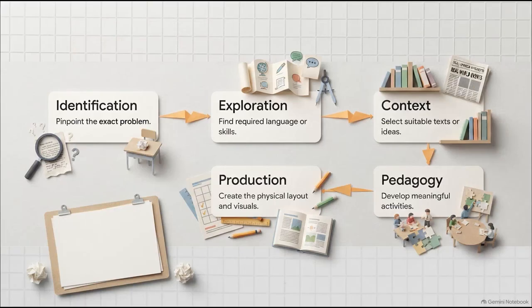But what if you're literally starting from a blank page? Well, Jolly and Bolitho offer this fantastic 5-step framework for building from the ground up. It starts by identifying the exact problem in the classroom, which then leads you to explore the specific skills required to solve it. From there, you ground those skills in a real-world context with suitable texts. Then, you develop the meaningful pedagogical activities around them. And finally, only at the very end, do you finalize the physical, attractive layout.